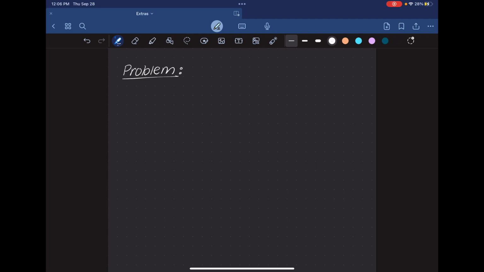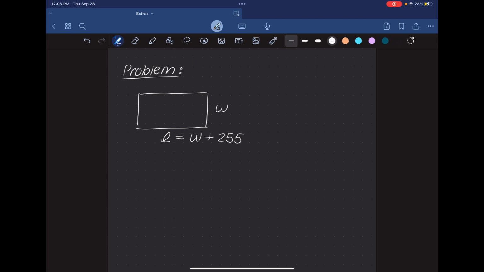For the first problem, we have a rectangular plot of land where the length is going to be 255 yards longer than the width. So let's say the width is here and the length is here. We're given that the length is going to be equal to the width plus 255 yards.